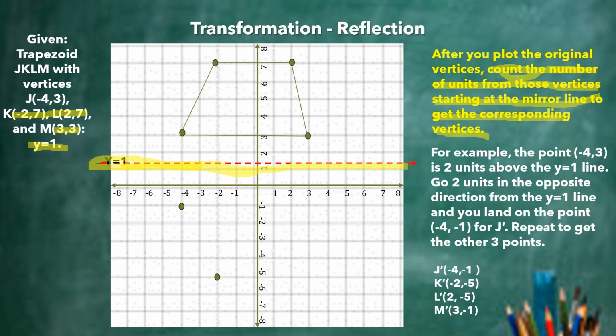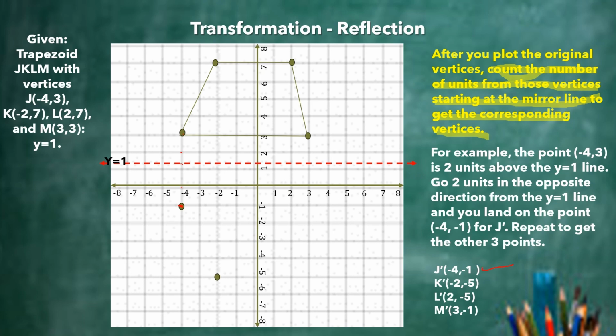So our point here was (-4, 3). You start at the line of reflection, and we count up how many units. 1, 2. It moved 2 units. You go back to your line y equals 1, and you count the same number of units in the opposite direction, and you go 1 and 2. And that's how we got the point (-4, -1) right here.